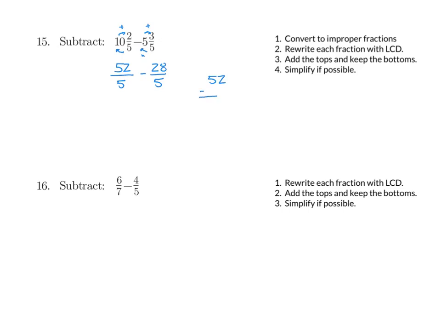I'm going to go ahead and work this problem out on the side for my subtractions. I'm going to borrow from the 5, it becomes a 4. The 2 becomes a 12. So if we subtract, we get 12 minus 8 is 4. 4 minus 2 is 2. And so we get 24 for the top. We keep the bottom, and so we get 24 over 5.